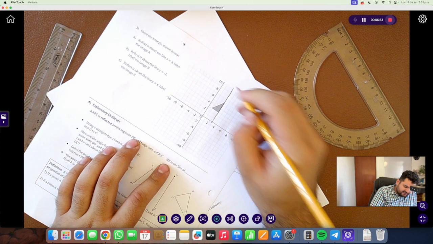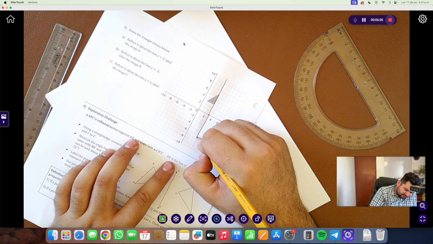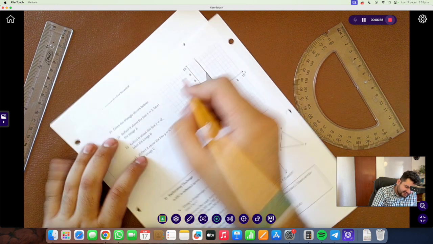What? Mr. Cachoa, are you sure? Yes, of course I'm sure. Why do I know that this line is x equal to 3?